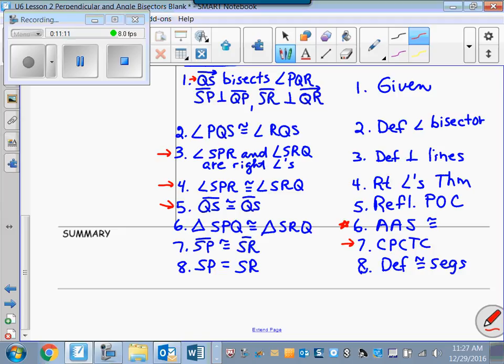All right, so there's your lesson. Next time we will look at bisectors in triangles. This was a lesson on bisectors, but we'll learn what happens when these bisectors intersect one another. Lots of good stuff to come. Don't forget your essential question and summary.